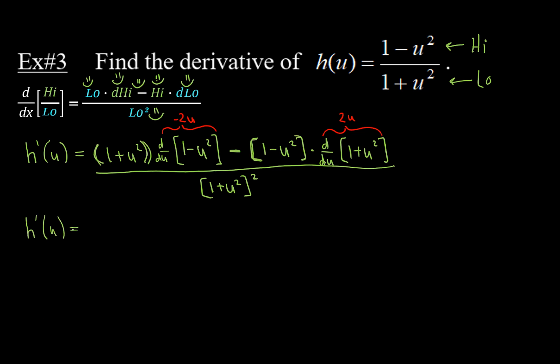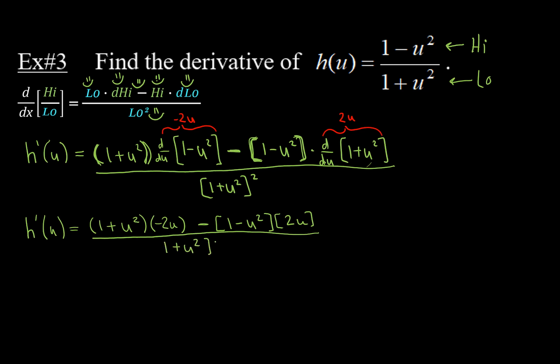So now let's put that together. I've got my first binomial, 1 plus u squared. And then I've got this derivative here, negative 2u, and then minus. And then I've got my next binomial of 1 minus u squared. And then I've got my next derivative of 2u. And that's all over 1 plus u squared, squared.